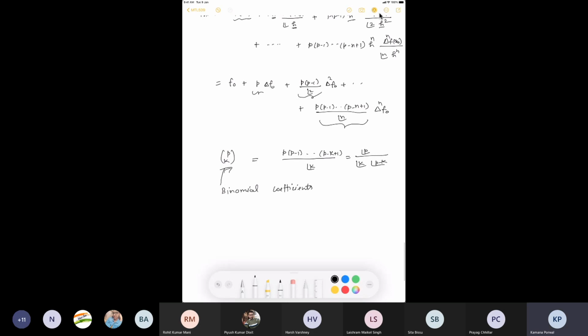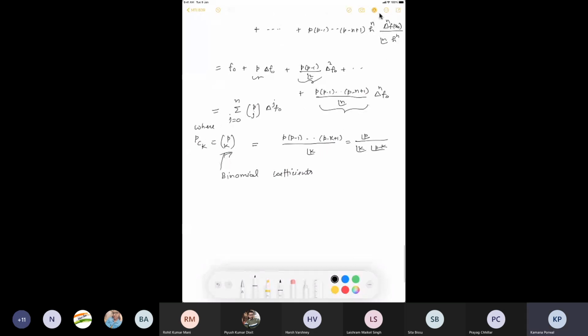Right? So I can write this formula as the summation of Pj delta j f naught, where j is ranging from 0 to n. You can use either this bracket symbol, or you can write this p choose k. Okay, so I'm just using this bracket symbol.